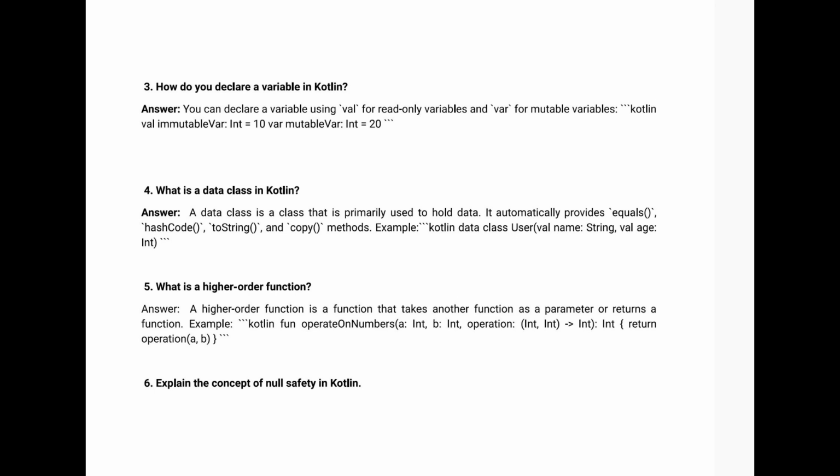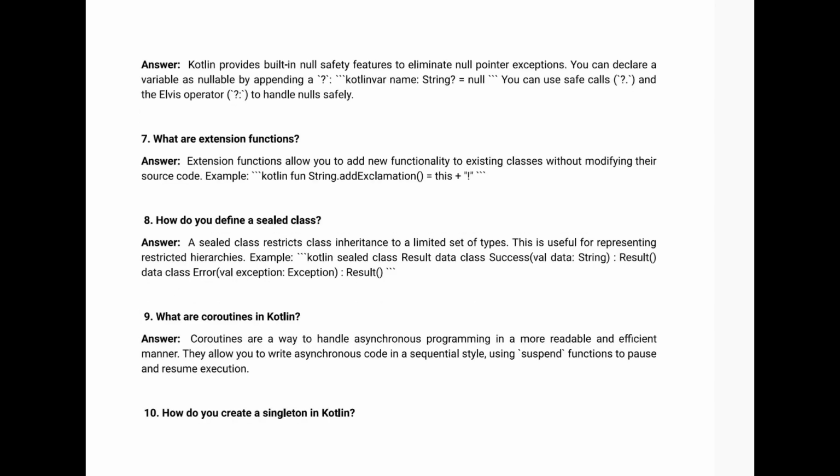6. Explain the concept of null safety in Kotlin. Answer: Kotlin provides built-in null safety features to eliminate null pointer exceptions. You can declare a variable as nullable by appending a question mark: Kotlin var name: String? = null. You can use safe calls and the Elvis operator to handle nulls safely.